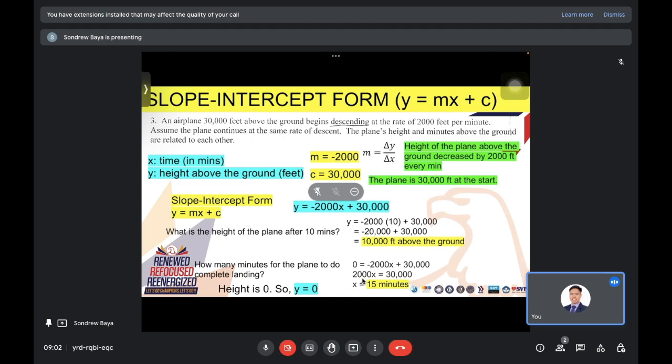So we can now have 2,000x equal to 30,000. To find the x, divide both sides by 2,000, and thus you will get 15. Thus, it takes 15 minutes for the plane to complete a landing.